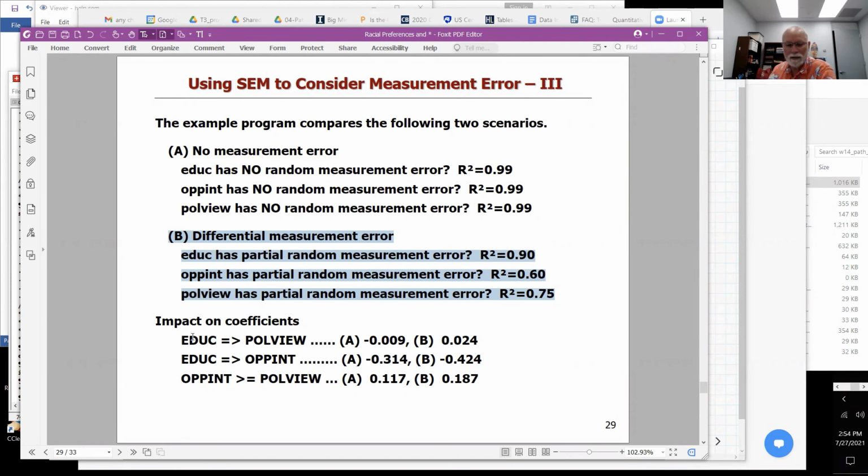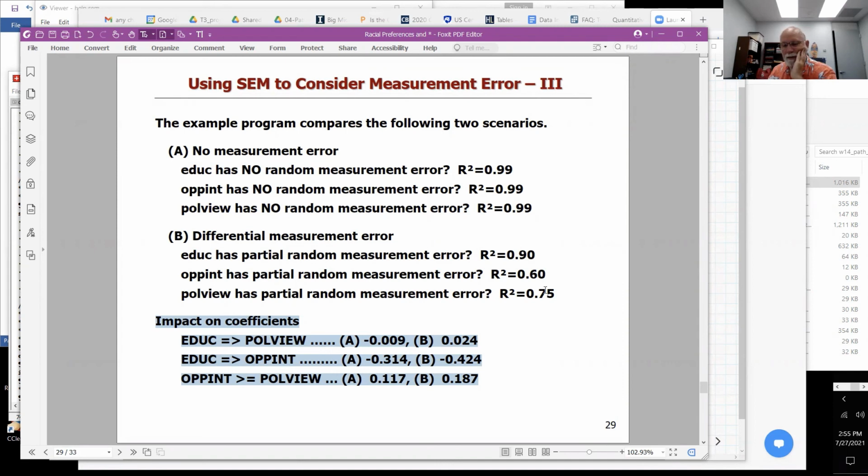So let's come down and look down here. When we estimate regression coefficients, what happens? Under the no measurement error model A, we get this set of estimated effects. The effect of education on political view is essentially zero, but it's negative. The effect of education on opposition to integration is negative 0.3. The effect of opposition on political view is positive 0.1.